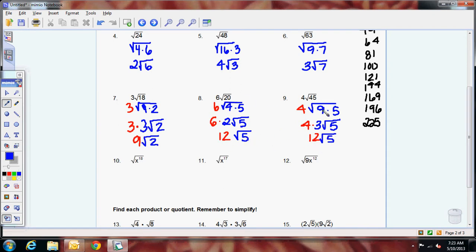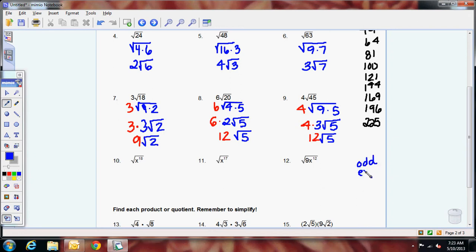So different radicals and outer numbers, but we come up with the exact same answer. All right, last section. I want you guys to be very careful with 10, 11, and 12. We've got those variables with exponents. So remember, look for your odds and your even numbers.